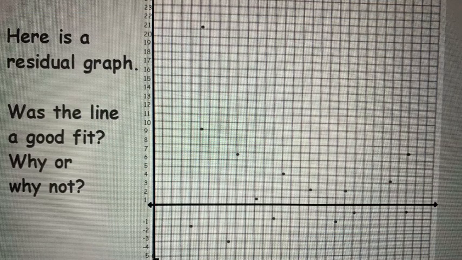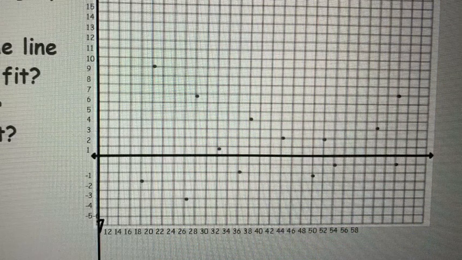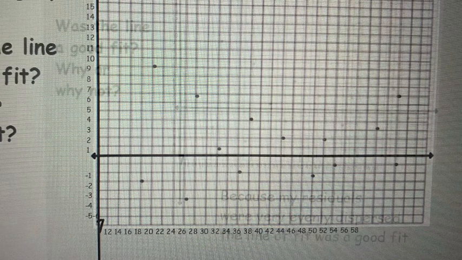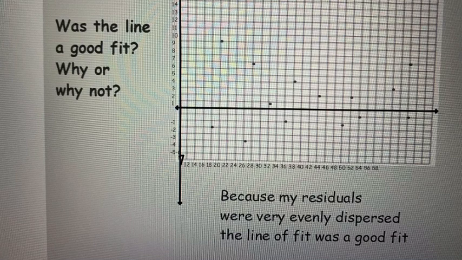Okay, now here's the actual residual graph. You might have graphed your own, but I went ahead and graphed it too. Was the equation a line of good fit? Why or why not? Let's look at this. I can see there are a lot of positive residuals and a lot of negative. They look evenly dispersed around the x-axis. So because they are evenly dispersed, I think it is a line of good fit.